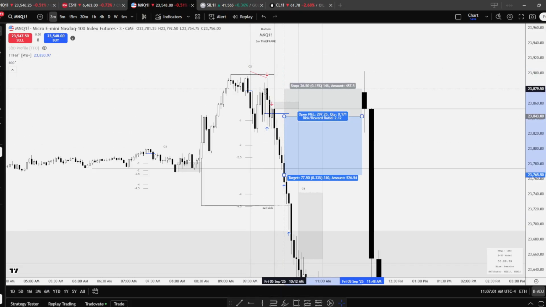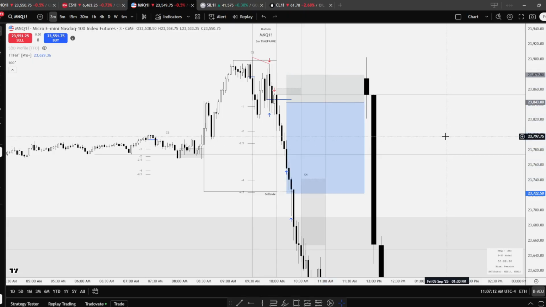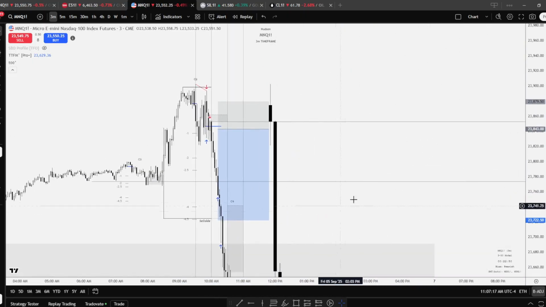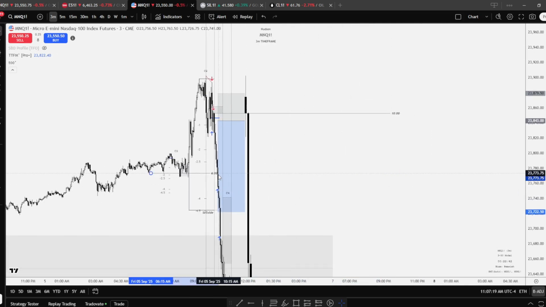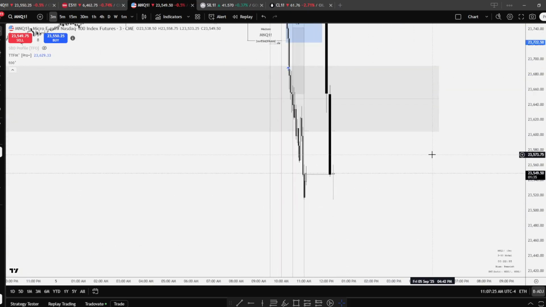Now, my stop was risking the body high. Took some off at a 2R, so right here, 2R, bang, filled out. And then I got out of the rest right under this low. And you guys can see, boom. I mean, it was honestly just like textbook NFP, bro. It was absolutely beautiful.